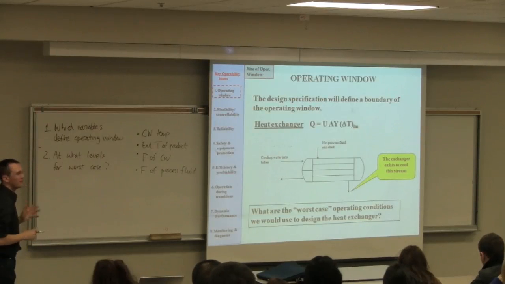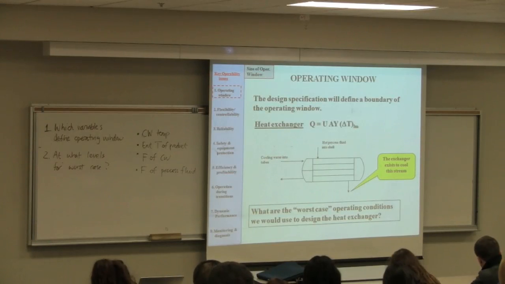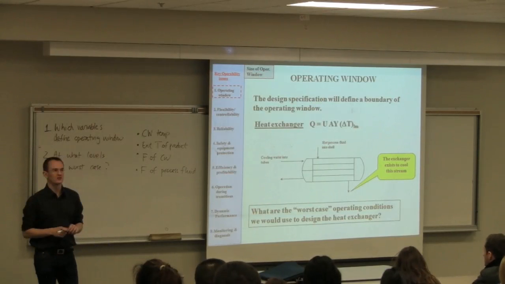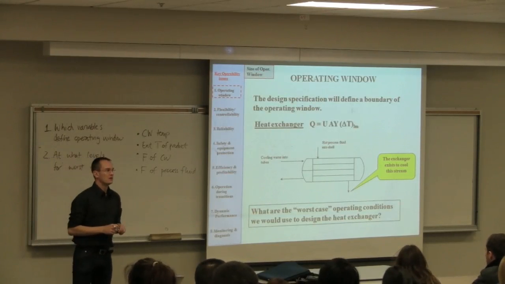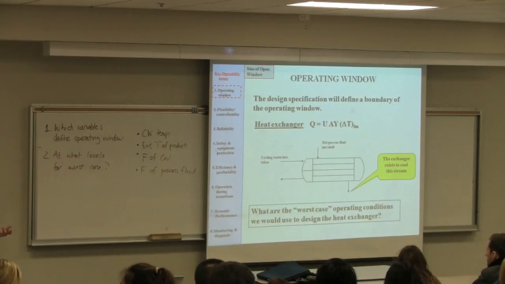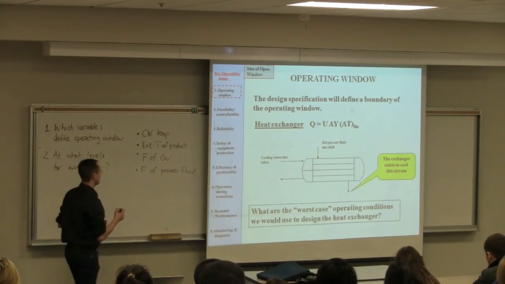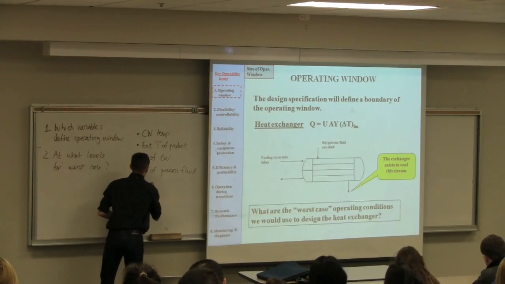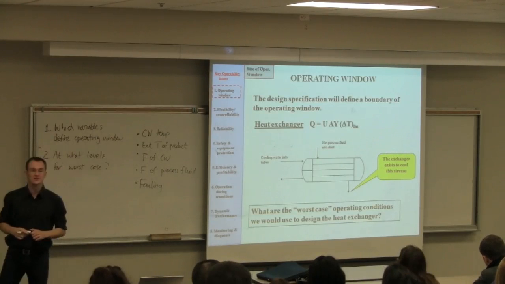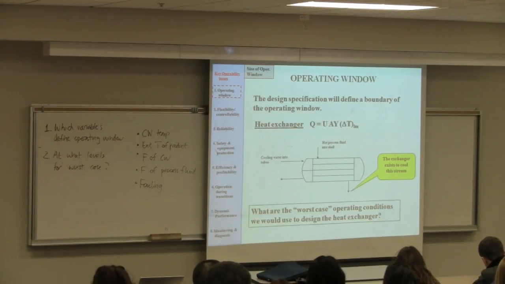Okay, so 4 up here would define a 4-dimensional operating window. There's another variable. Consider the types of variables we looked at in last class. We said that there's variables that are intentionally changed by operators and engineers. Then there's disturbances. You have a reduction in area because of fouling. So fouling in my heat exchanger is another variable that exists and will affect my operating window.